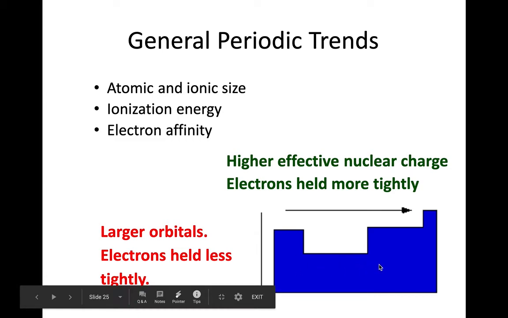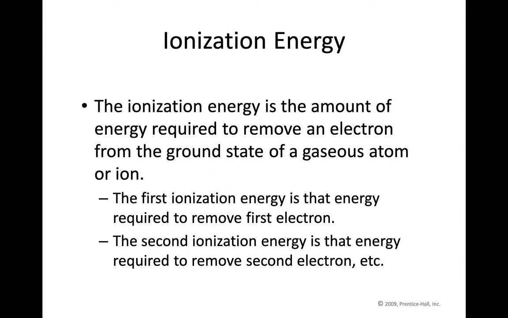As we move across a row, our atomic size gets smaller because we've got the same energy level, the same shell, but as we move across, we add 1 proton to the nucleus each time. And those extra protons allow the atom to pull the electrons in closer, hold them closer together and more tightly, so the atom gets smaller. The rest of the trends can be understood from that same idea as well.